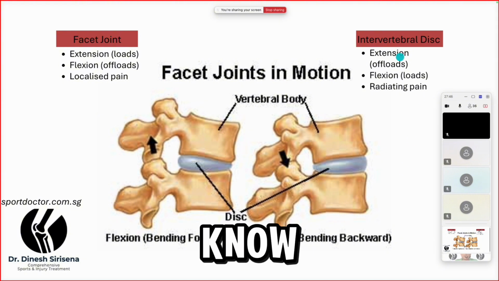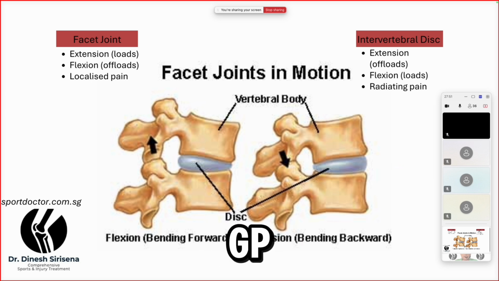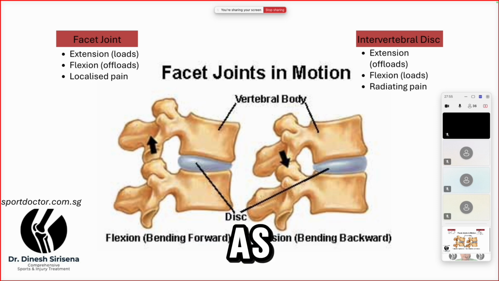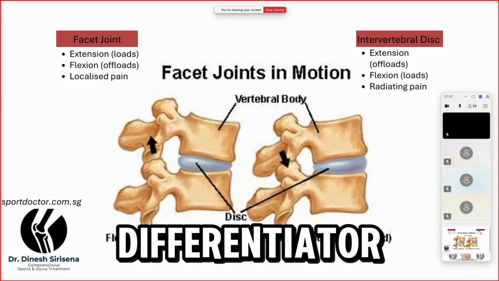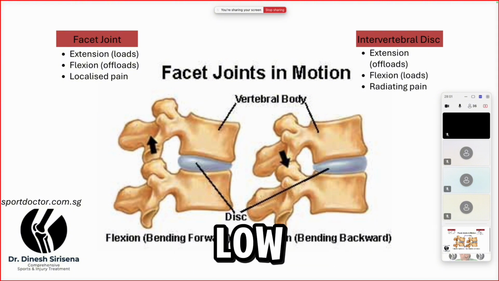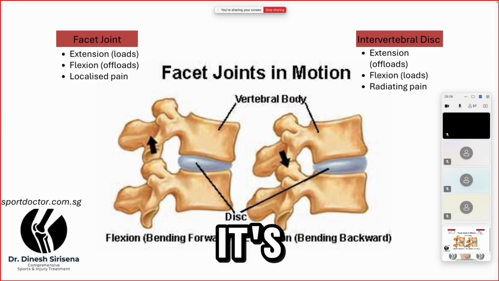This is a slide that I used many years back in a GP talk, and it was just a way of trying to explain to primary care physicians an easy differentiator in terms of considering between low back pain related to facet joints and discs. It's just a useful tool that you might want to share with people.